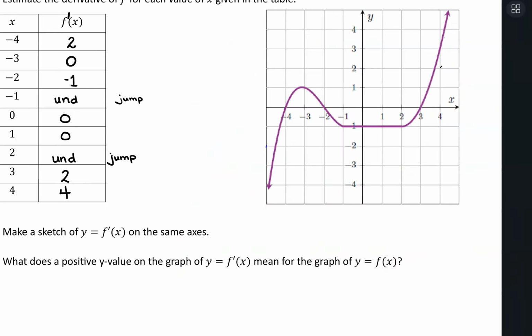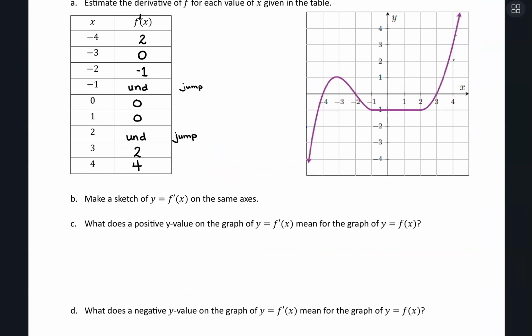Okay, so from there, we want to make a sketch of our derivative function on the same axis. So now we have these coordinates. Like at -4, we're at +2. At -3, we're at 0. Then we're at -1. And then I'm going to pause at -1 for a moment. I'll skip that because we'll come back to that as a jump as we start connecting our graph.